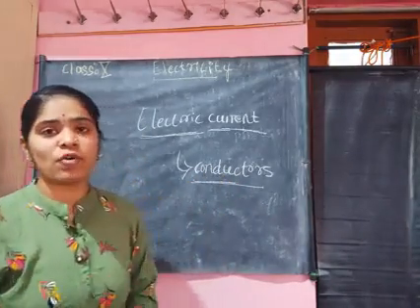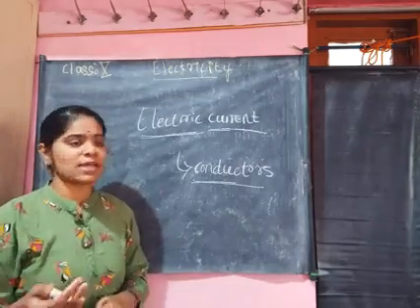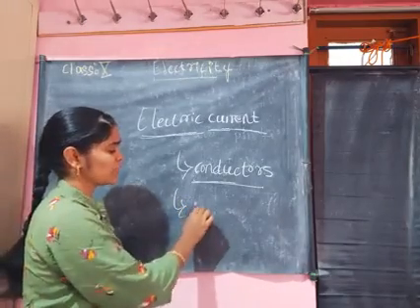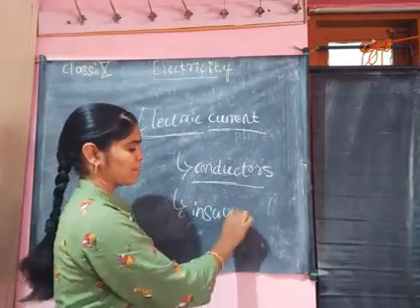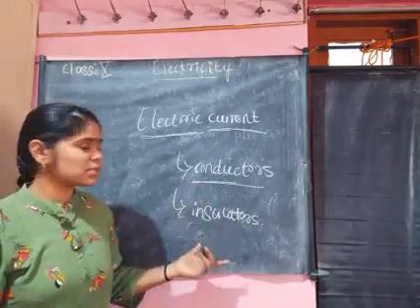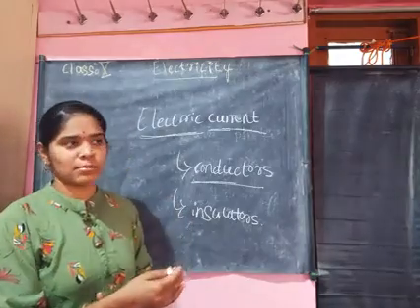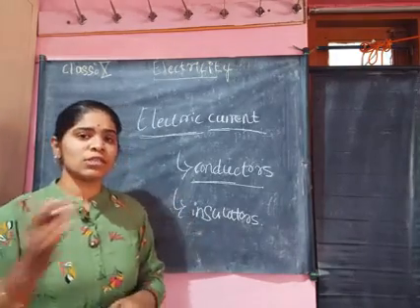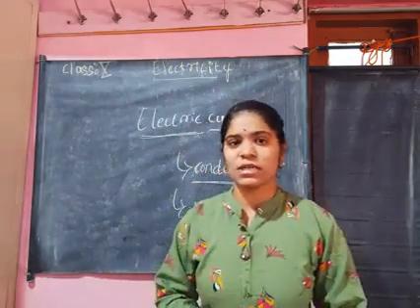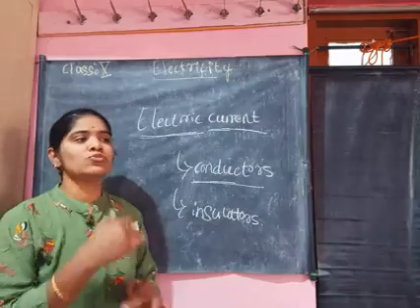So the examples for conductors are metals. Almost all metals come under conductors. And the next one we have is insulators. Insulators are the opposite of conductors. What does it mean? They will not allow heat and electricity to pass through them easily. For example, wood is the best example. Wood will not allow electricity to pass through it easily.